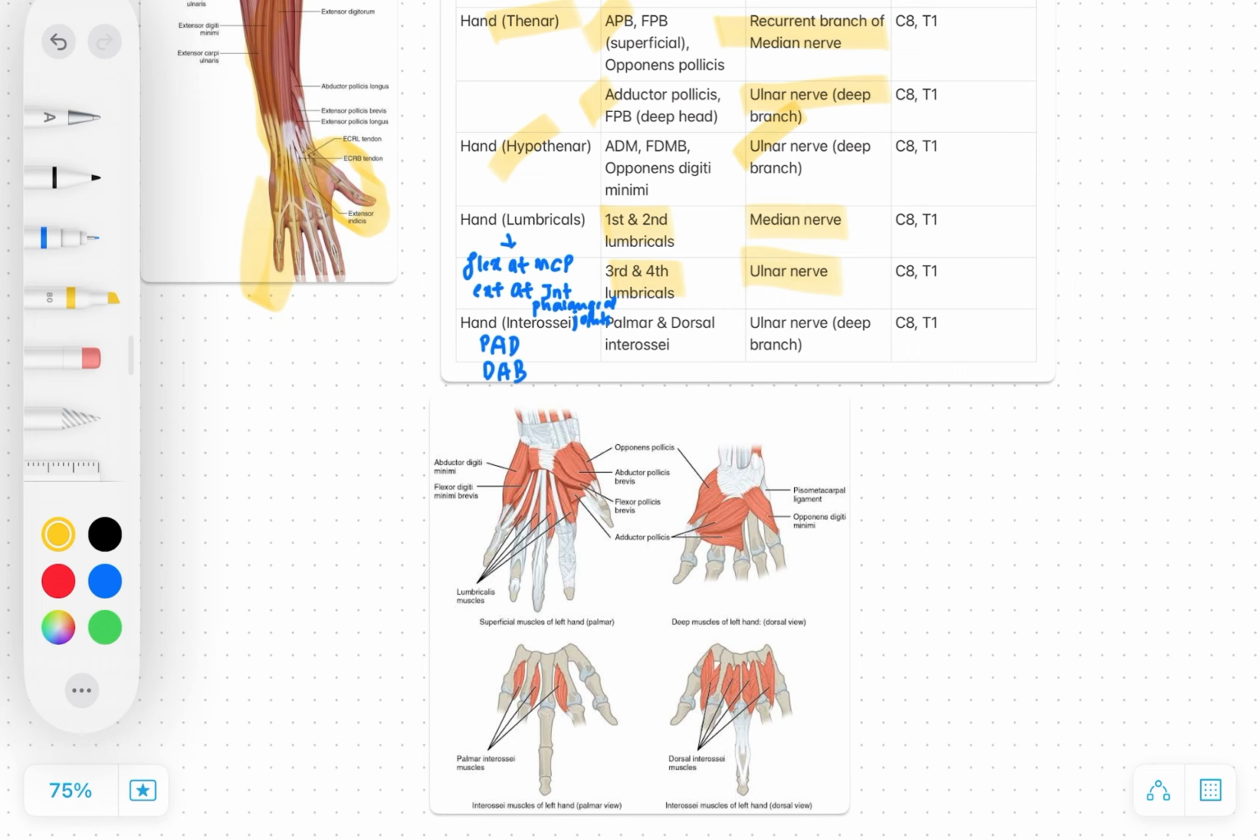What is the function of the lumbricals? If this is the hand, they flex at the metacarpophalangeal joints and they extend at the interphalangeal joints. This is the function of the lumbricals.